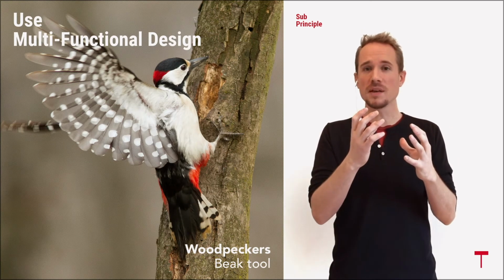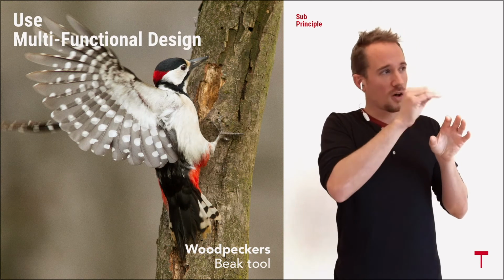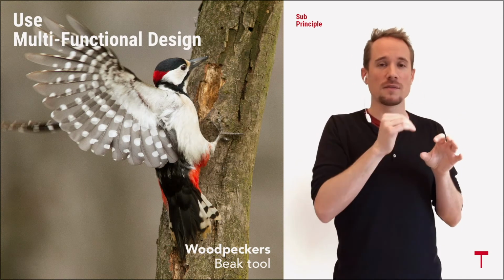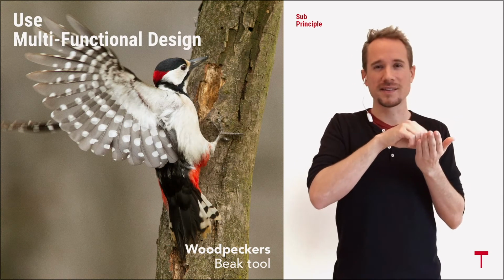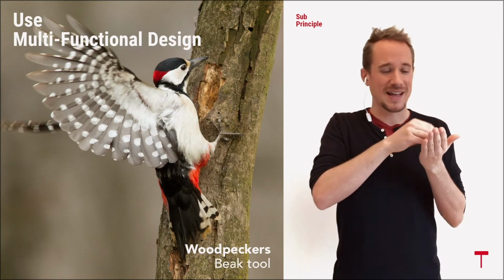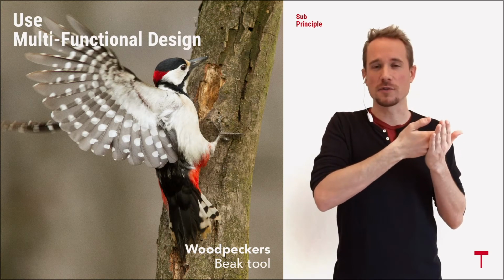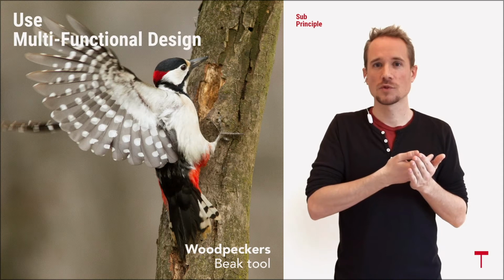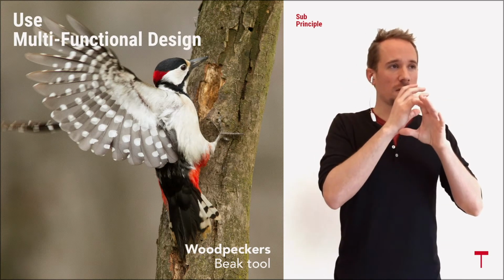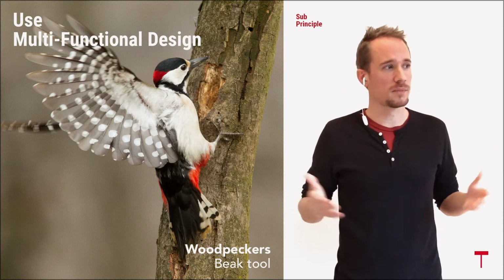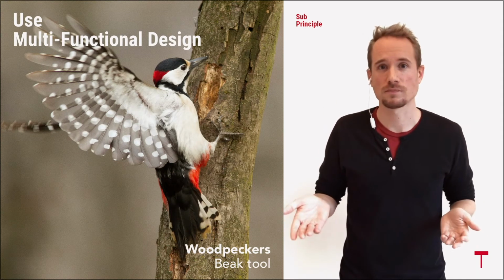They use their beak to peck on a tree. They peck on the outside of the tree, and they can find insects, larvae, eggs hiding in different layers of the tree bark. So the beak is an instrument for them to find food.